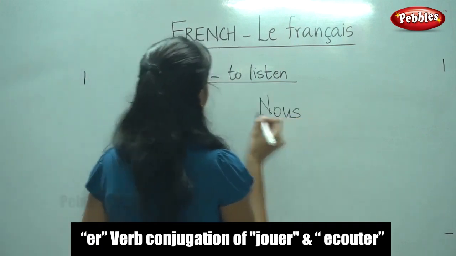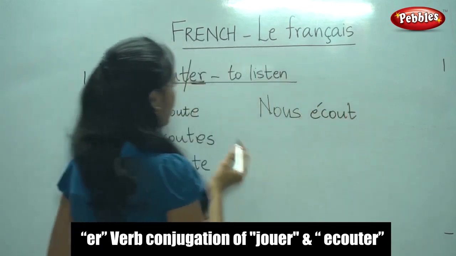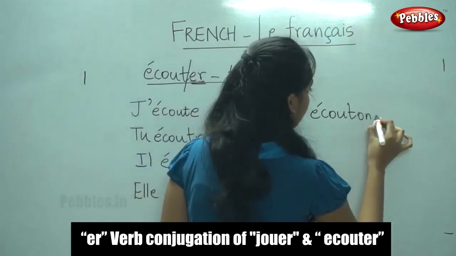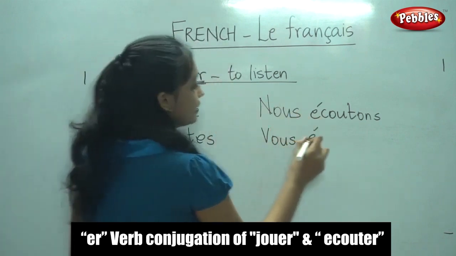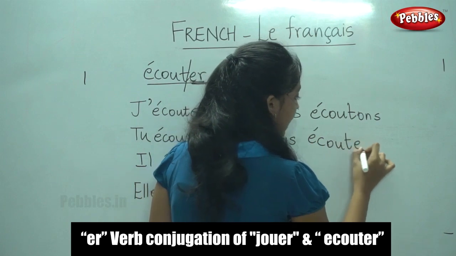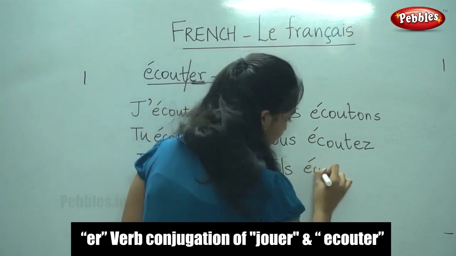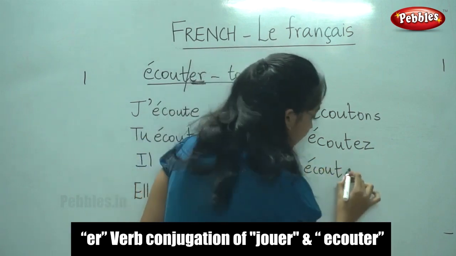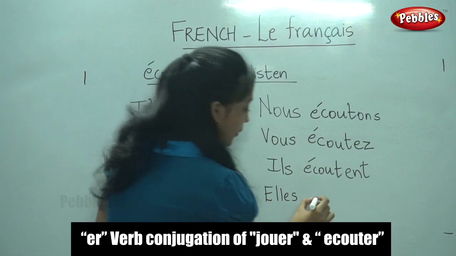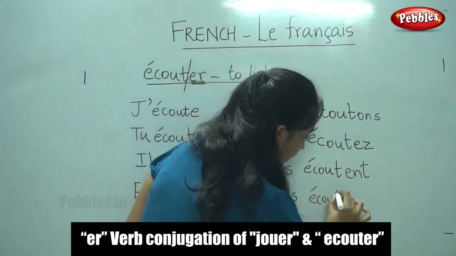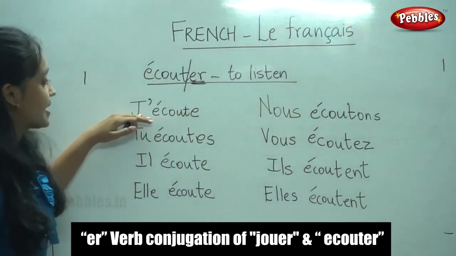For nous, we remove ER and replace it with ONS. For vous, we remove ER and replace it with EZ. For ils, we replace the ER with ENT. For elles, we replace ER with ENT. So, what would we say when we say j'écoute?